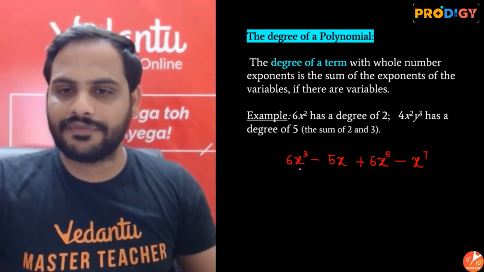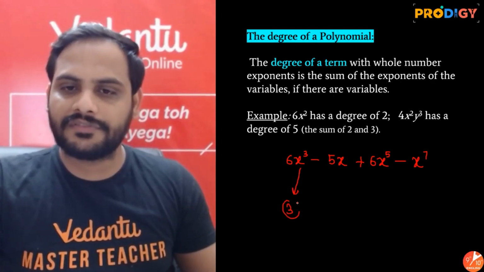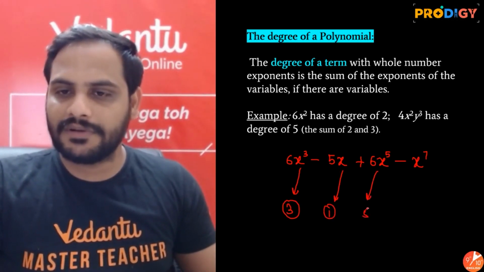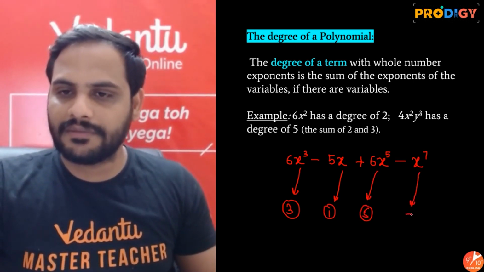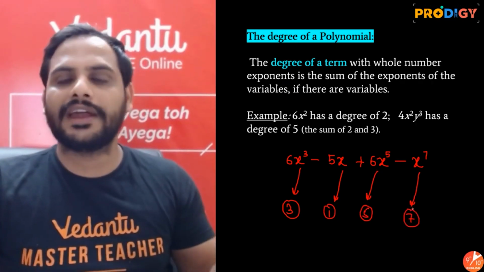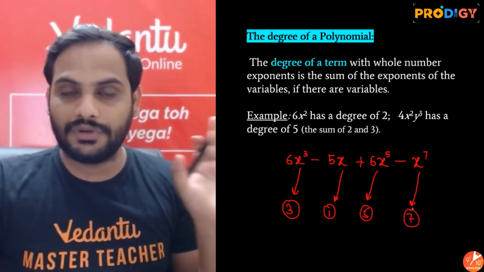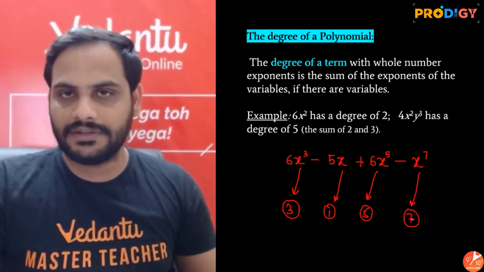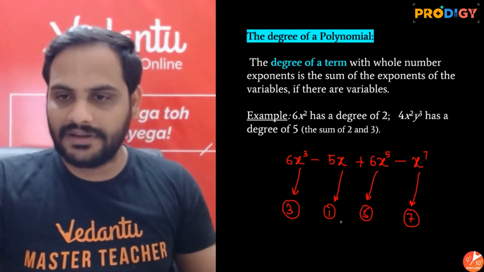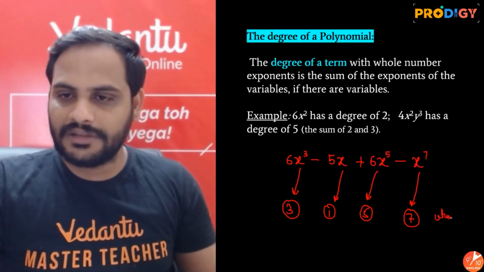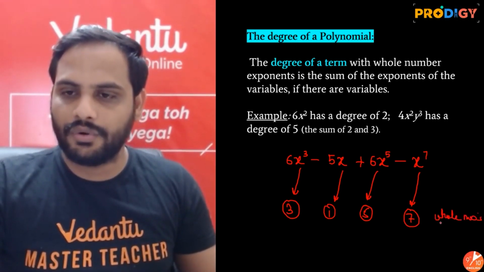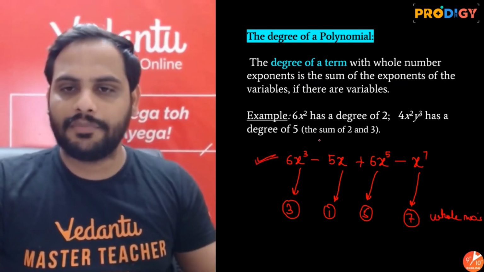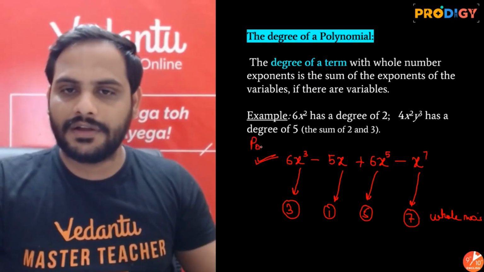Second point is clear. Let's look at the power of the variable. Here the power of the variable is 3, here it is 1, here it is 5, and here it is 7. I am not looking at the power of the coefficients, only the power of the variable. So the powers of the variable are 3, 1, 5, 7. All these are whole numbers. Yes, sir, all the powers are whole numbers. So it will be a polynomial. Now I can say it is a polynomial.